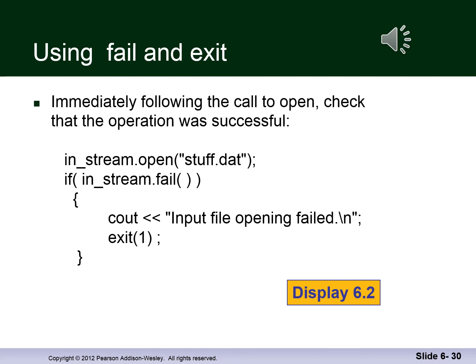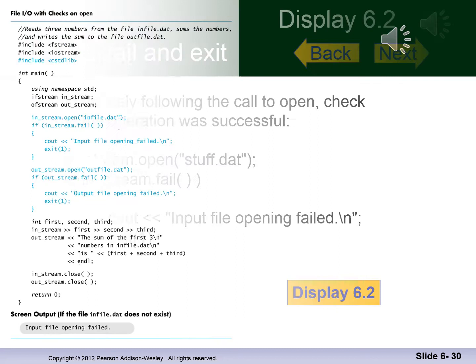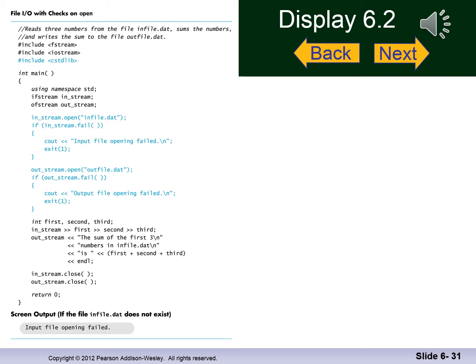Let's take a look at some implemented code with this function. Here we have a fully implemented program that includes an if statement that checks if the input file stream failed, and also if the output file stream failed. I will tell you it's much more common for an input file stream to fail than it is for an output file stream to fail.